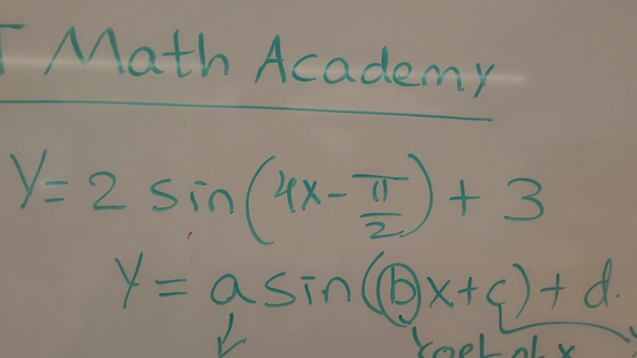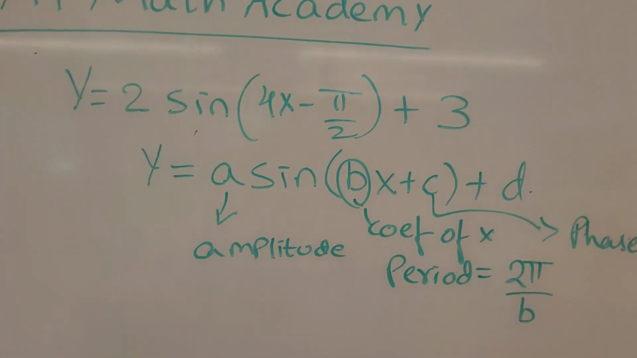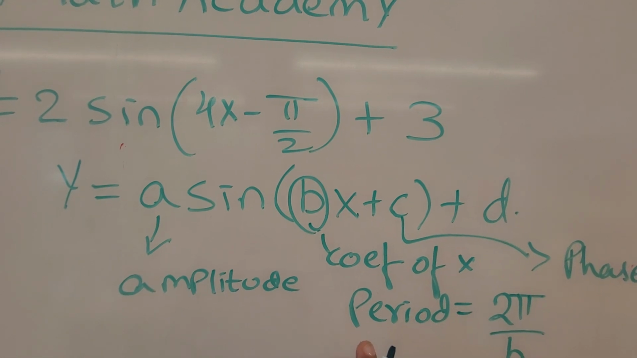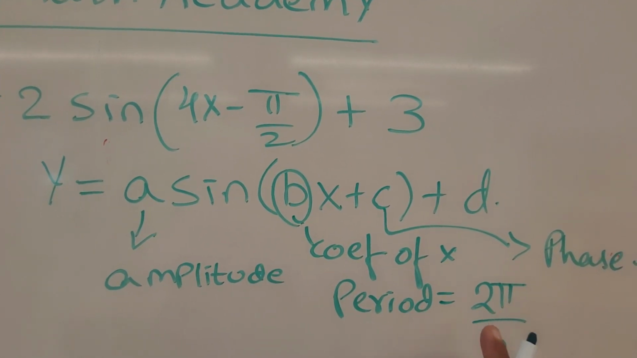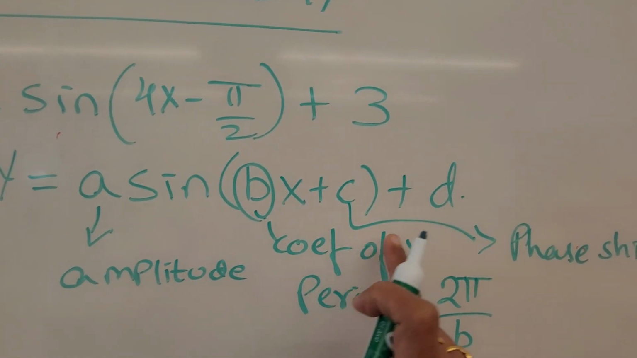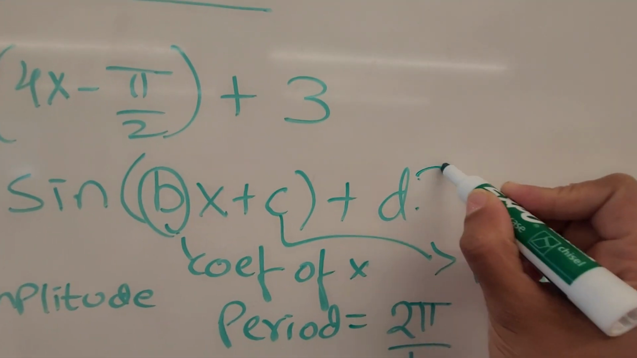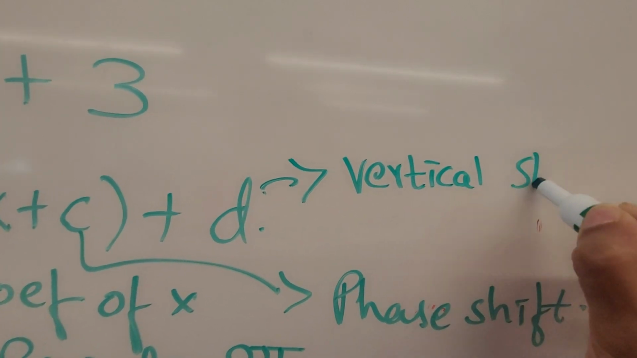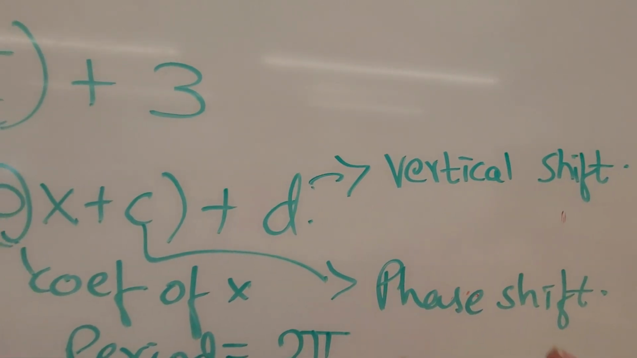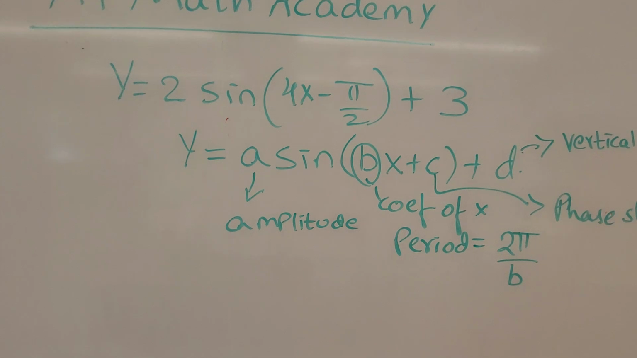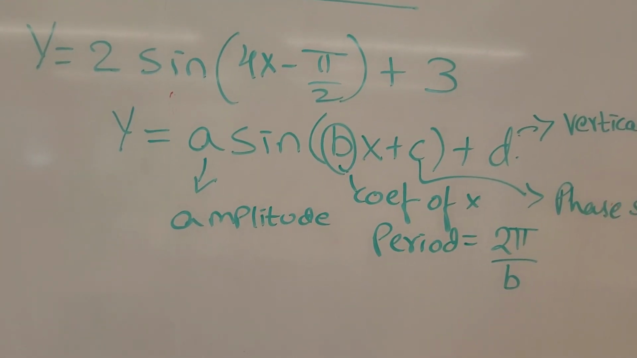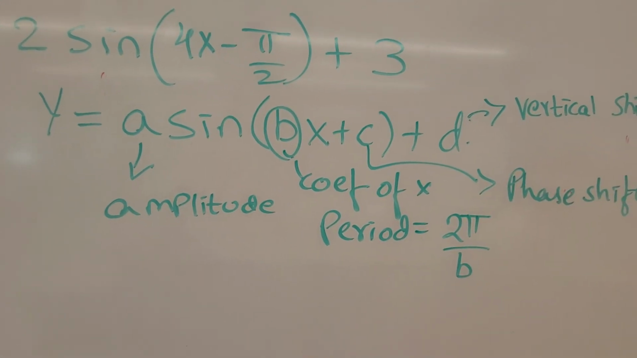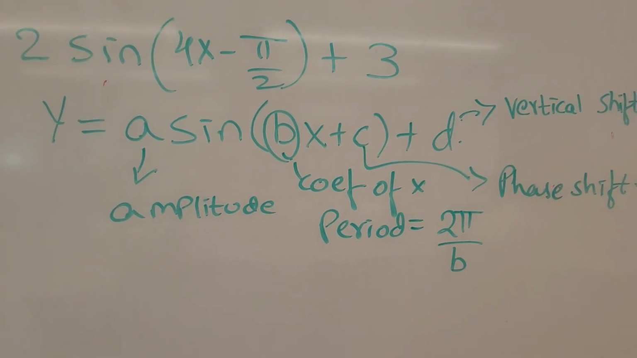The standard format is a sine of (bx plus c) plus d, where A stands for amplitude and B stands for the coefficient of x. B can be used for finding the period of the wave, which is 2 pi by B, C here is the phase shift, and D here is the vertical shift. So how many units do we need to move the graph up? For doing this we need to graph the basic standard sine graph, and then apply the shifts to that basic graph.